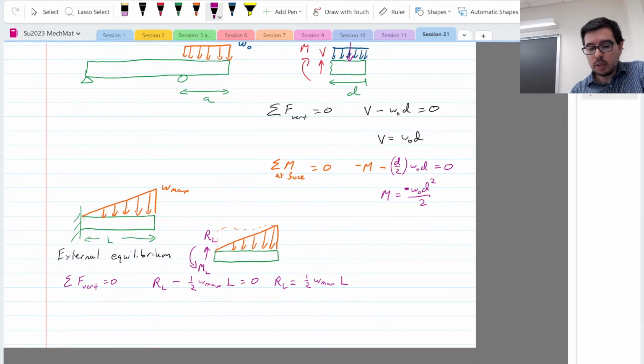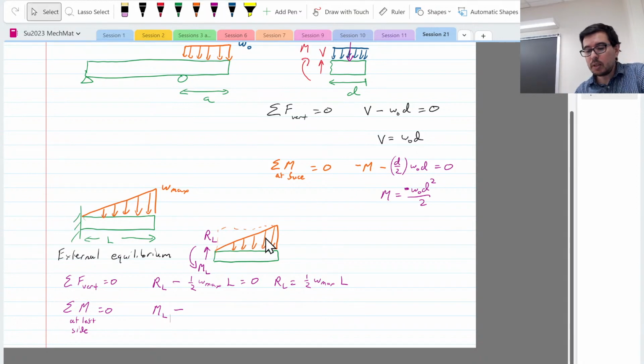Then also using external equilibrium, we're going to look at what's happening with the moments. And in this case, let's pick at the left side. We always have to pick a location that has to be equal to 0. So now I've got a situation where ML is a positive moment on the structure, and I've got minus, what's happening here? Well, the effective force is 2/3 away, so that's happening 2/3 down the line.